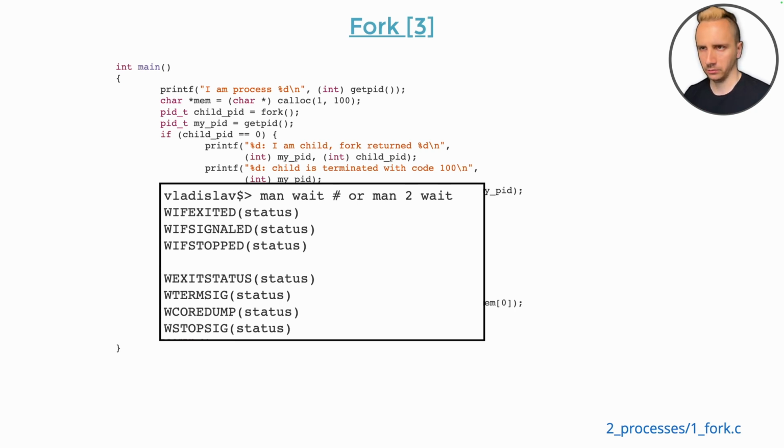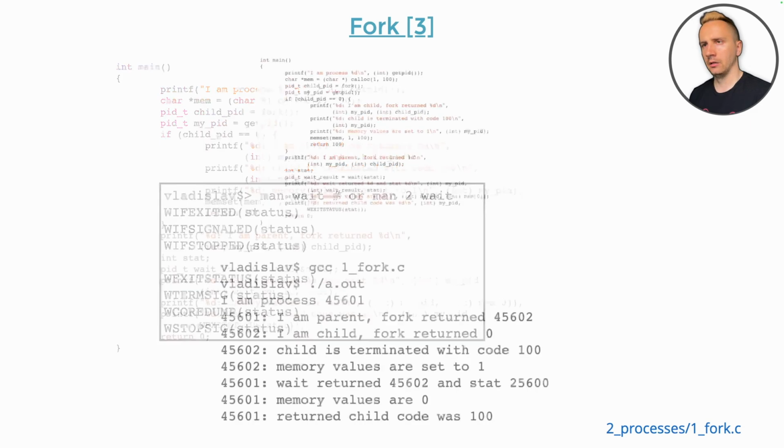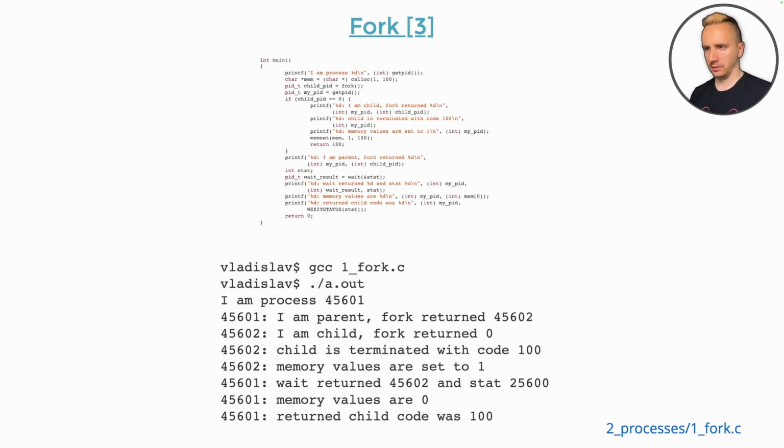About signals we will talk a bit more, but right now we only look at the graceful exit, when you have an exit code and you can get it using the exit status. When we run this program, we will see the output that a parent was started, and then it started the child process, and the child process printed something, and the PID of the child process is different. You see it's 45602, while the parent was 45601.